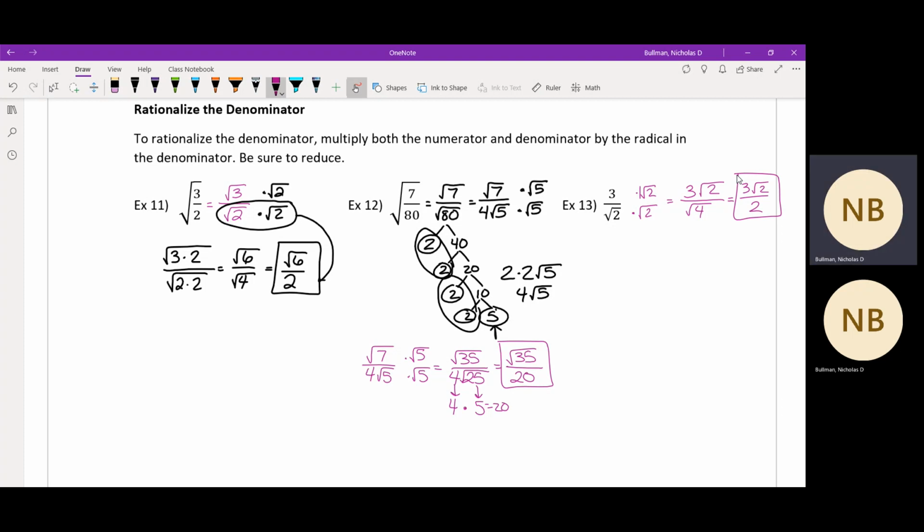Okay, you can always reduce your fractions at the start and then go to simplify your fraction, or you can reduce afterwards. It's up to you.